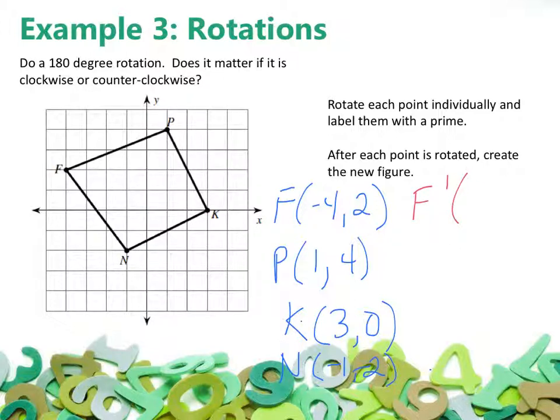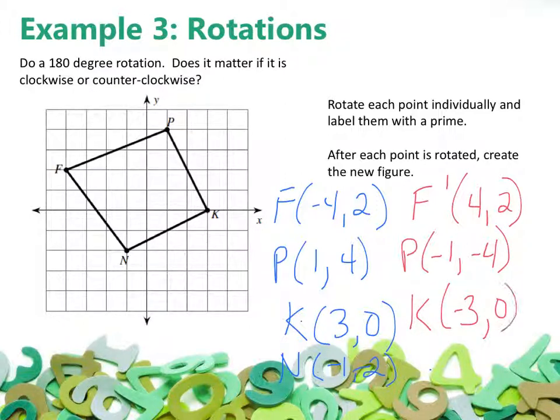So F, which is negative 4, 2, becomes 4, negative 2. P, which is 4, 1, becomes negative 1, negative 4. K, which is 3, 0, becomes negative 3, and then 0 just stays 0. And N, again, we plot each of these.